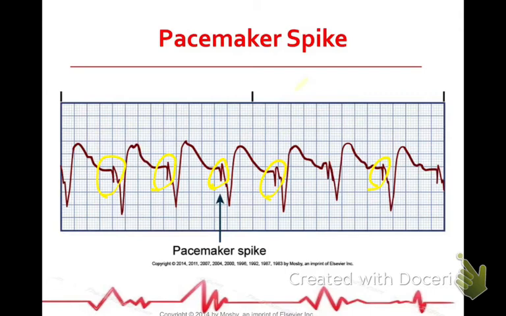Where would it be if it's on the atria? Where would you see the spikes? Before the P wave, right? And I say that, I don't think there's one that shows that, but that would be what it would look like. You would see the spike before the P wave.